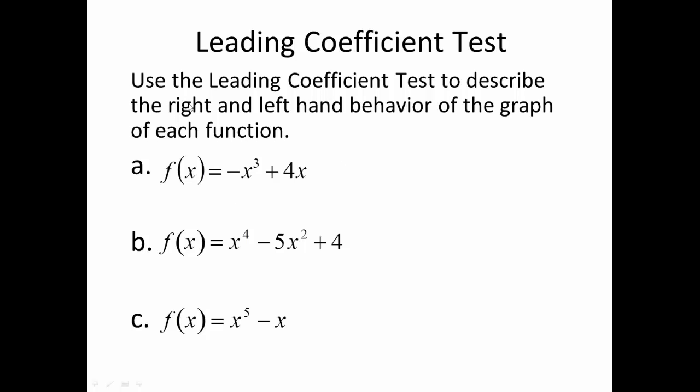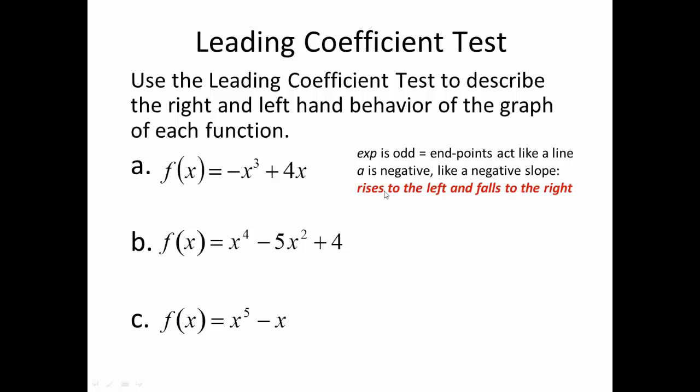All right, using the leading coefficient test to describe the right and left-hand behavior of the graph of each function. Notice this is odd. Since this is odd, the endpoints are going to look like a line, either a negative slope or positive slope, depending on this here. So the exponent's odd, so the endpoints act like a line. And since a is negative, it's going to look like a line with a negative slope. That means it rises to the left and falls to the right.